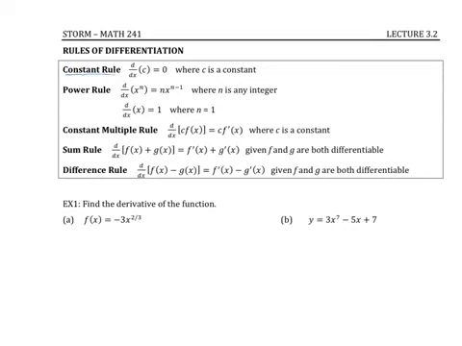And the constant rule just says that the derivative of a constant is 0. So if I was going to take the derivative of 4, the derivative is 0.